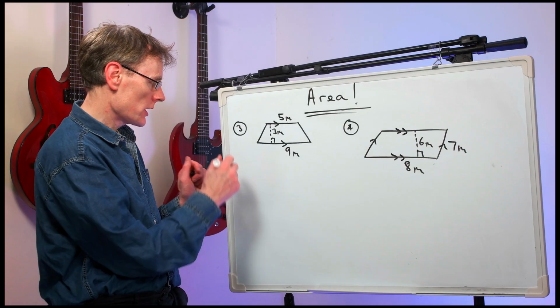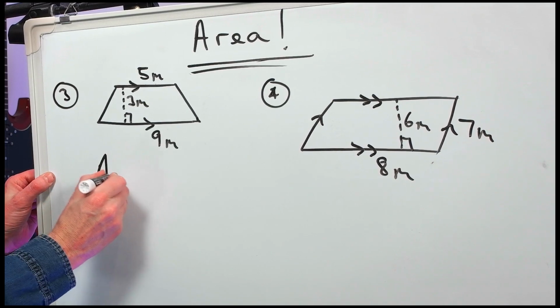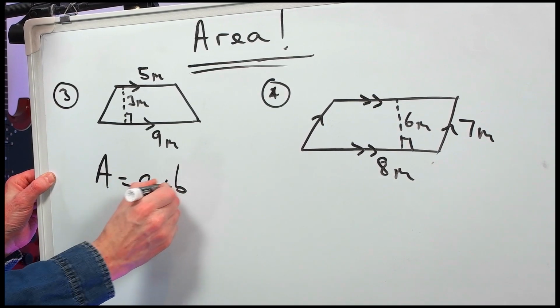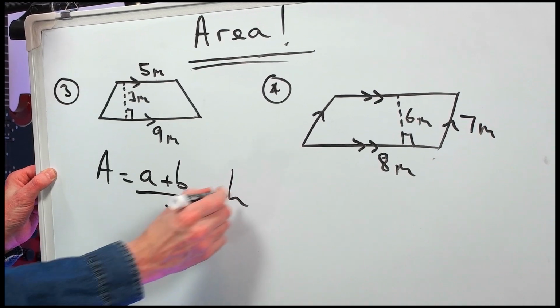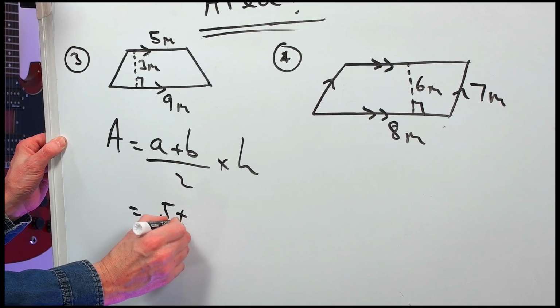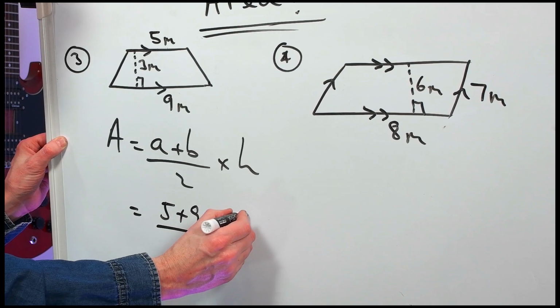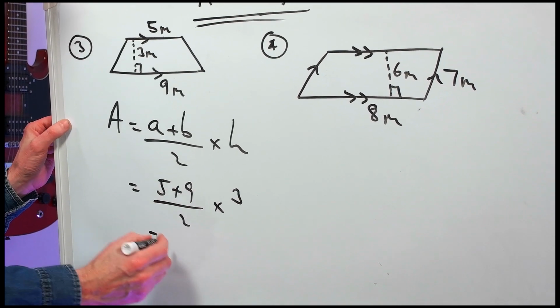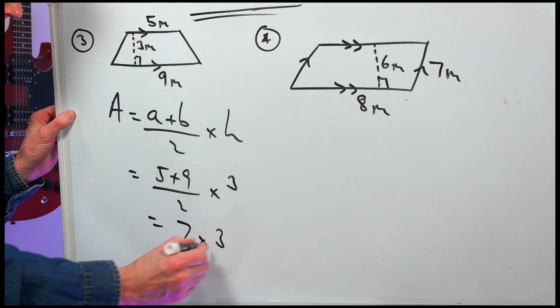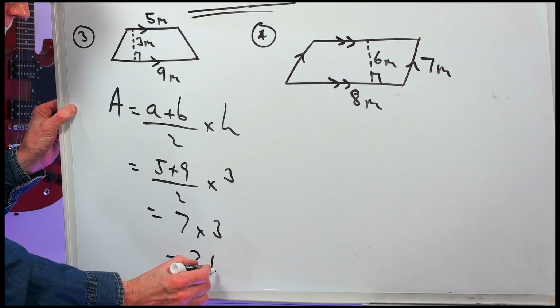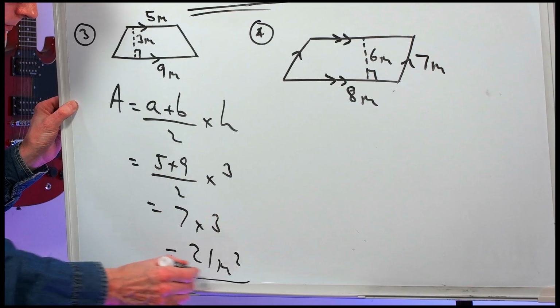Right, answers. Number 3, we have a trapezium. So the area is A plus B over 2 times H. So that's 5 plus 9 divided by 2 times 3. So that's 7 times 3 gives us 21 meters squared.